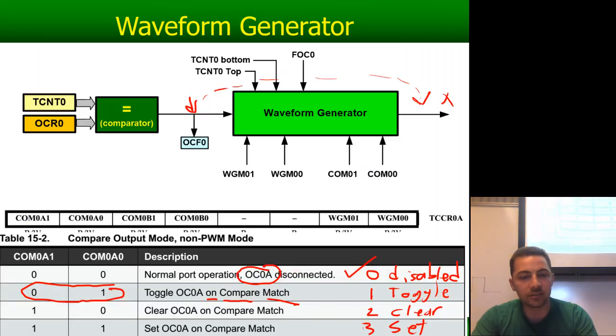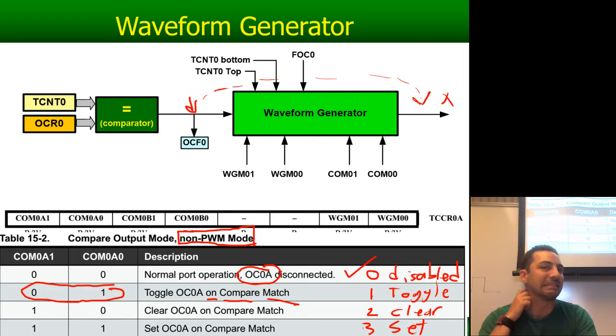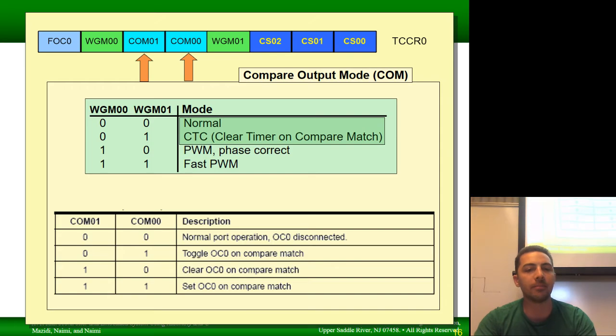Now, to go back here for just a second, what I want to call to your attention right now is this is for non-PWM modes. These bits mean something a little different when you're in a PWM mode. So for non-PWM modes, we're talking about just normal and CTC. PWM phase correct, PWM fast, those are all PWM modes. Okay. So for this, we only care about normal, toggle, clear, set.